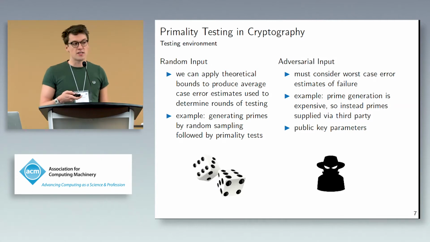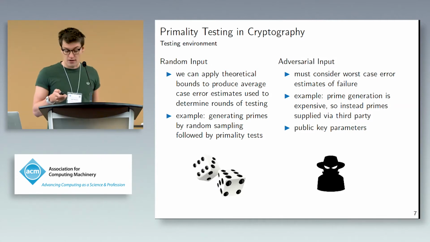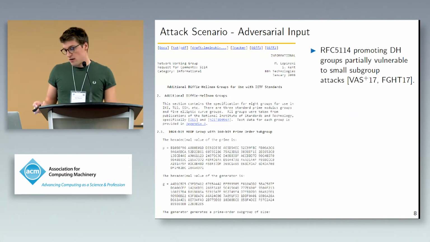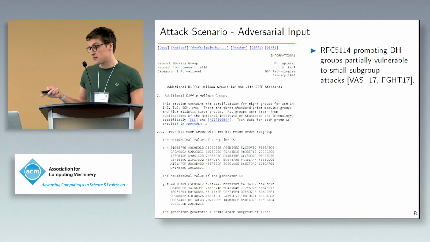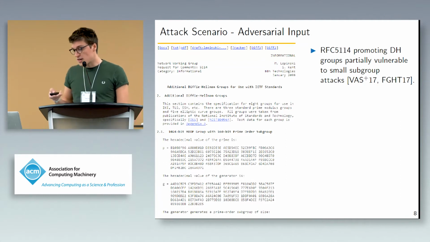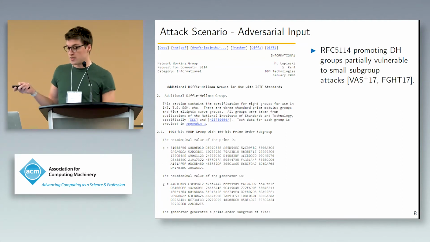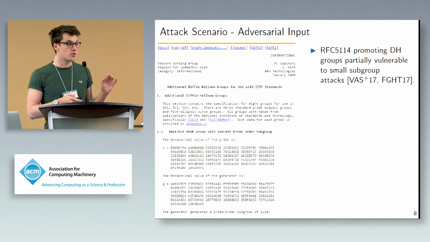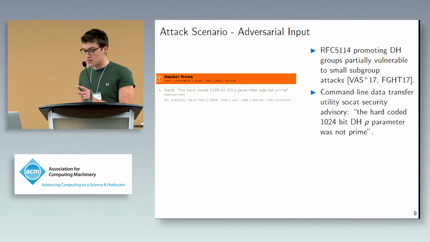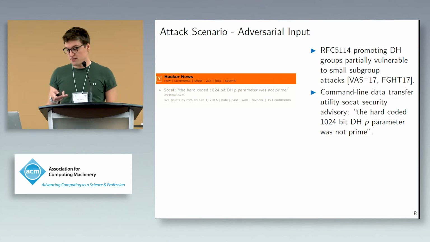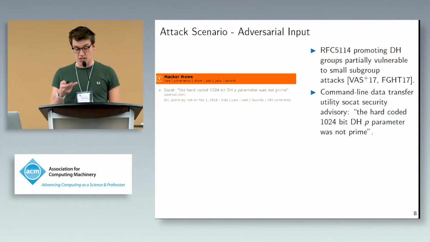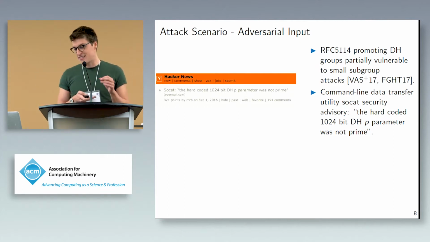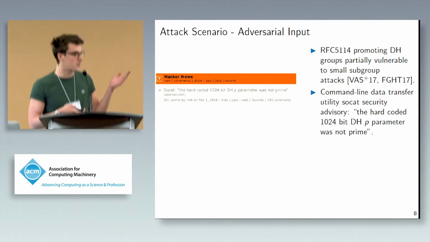So I want to give some concrete examples of this adversarial setting and how adversarial inputs can be used. Some recent examples are from Valenta et al. and Fried et al. 2017, who study RFC 5114, which promoted some Diffie-Hellman subgroups that were shown to be partially vulnerable to small subgroup attacks. Another example is from the command line data transfer utility socat, which published a security advisory that stated that their hardcoded 1024-bit Diffie-Hellman prime parameter p was in fact not prime.